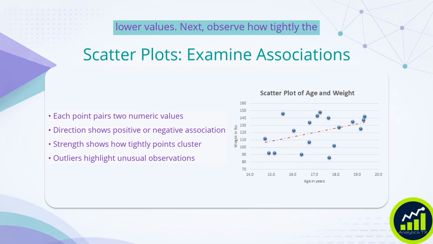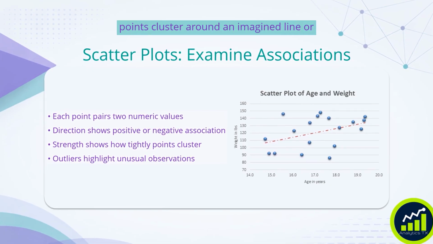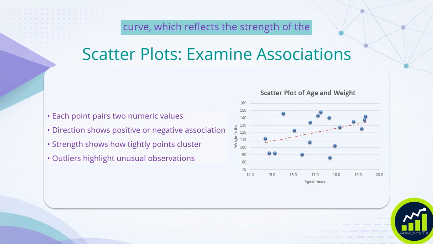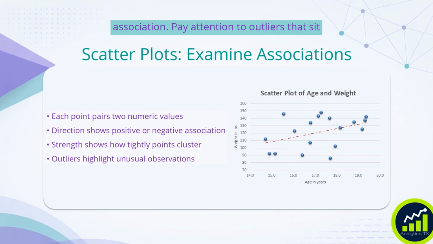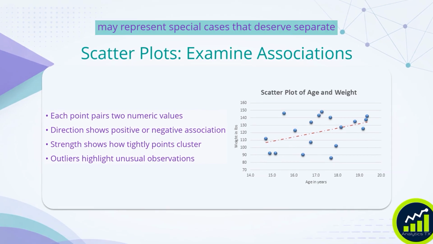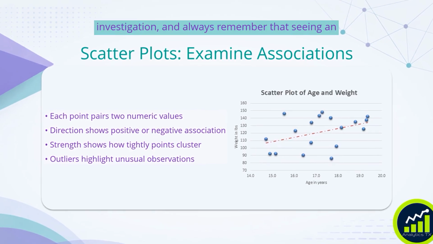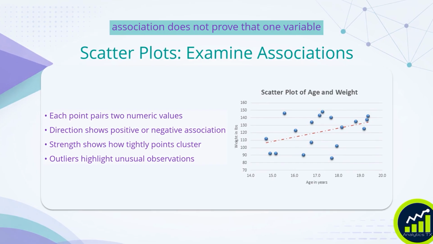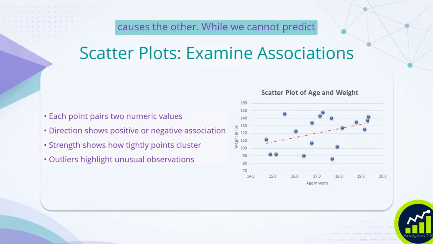Next, observe how tightly the points cluster around an imagined line or curve, which reflects the strength of the association. Pay attention to outliers that sit far from the main cloud, as they may represent special cases that deserve separate investigation. And always remember that seeing an association does not prove that one variable causes the other.